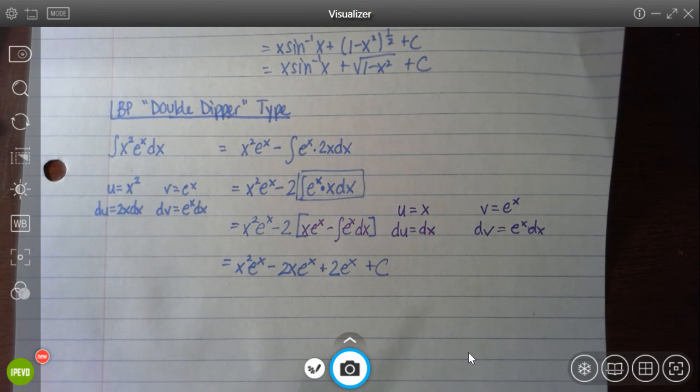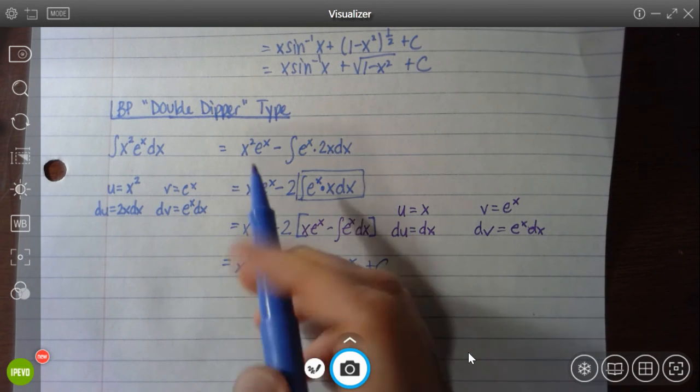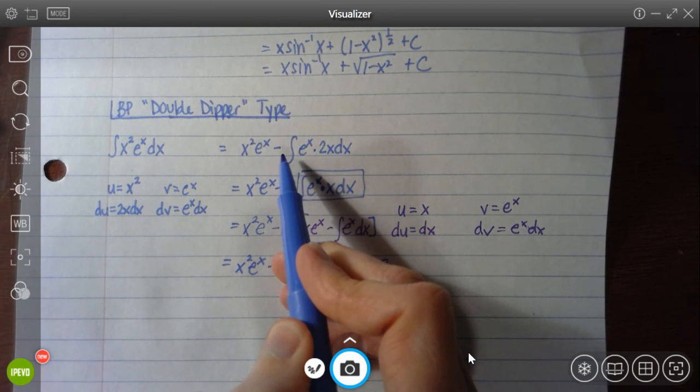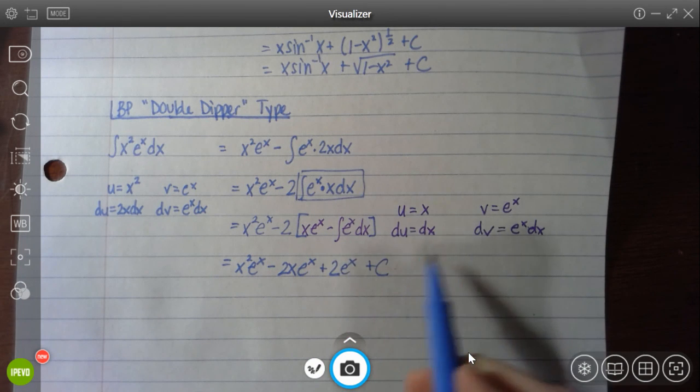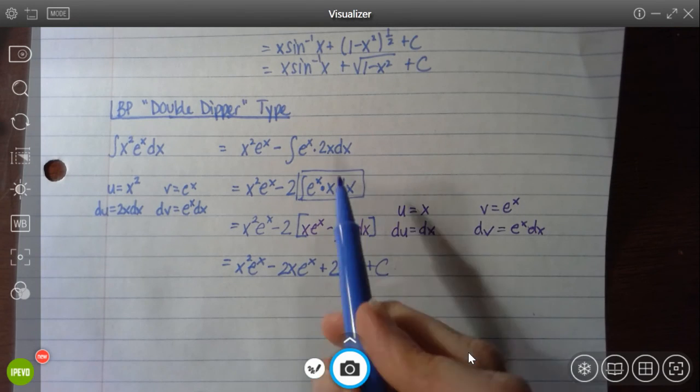So my final answer for this would be this long chain of values, starting with my original integration by parts, and then doing a double dipper technique where I defined another set of u and dv values to go ahead and replace in.